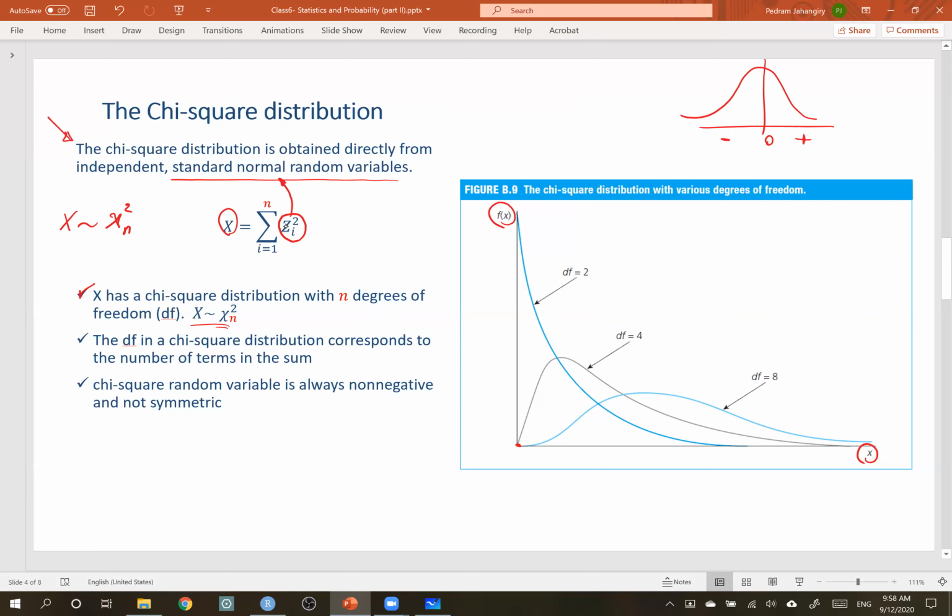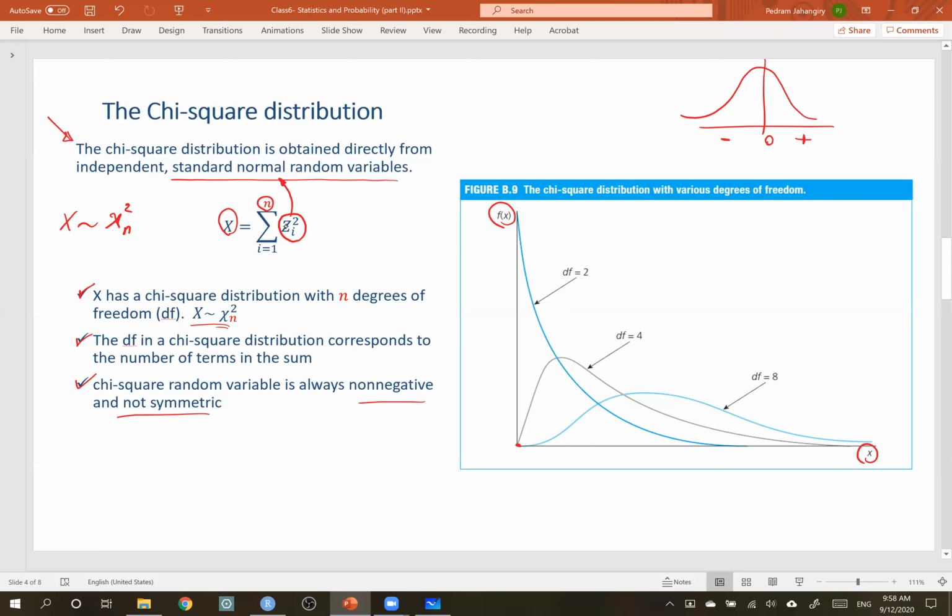The degrees of freedom in the chi-square distribution correspond to the number of terms in the sum. So how many of these standardized normal random variables are we adding up? That's going to be our degrees of freedom. And then finally, a chi-square random variable is always non-negative. We talked about it, and it's not symmetric.